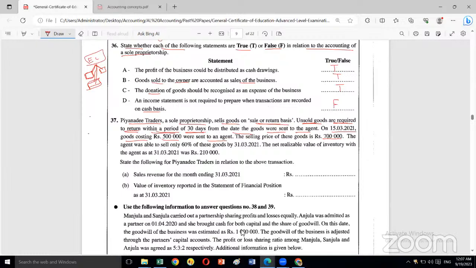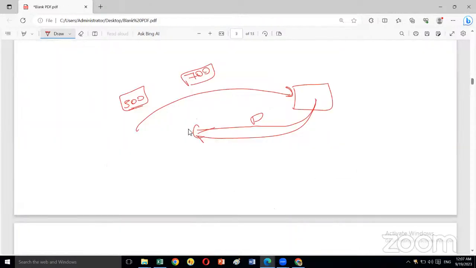700,000. After that, the agent was able to sell only 60% of the goods. Can I record the entire 700,000 as sales? The answer is no, because the agent could sell only 60%. When I give these goods, I can't record them as sales until the goods are sold. Only if the goods are sold can I record that as a sale. Until then, I will put a note only.